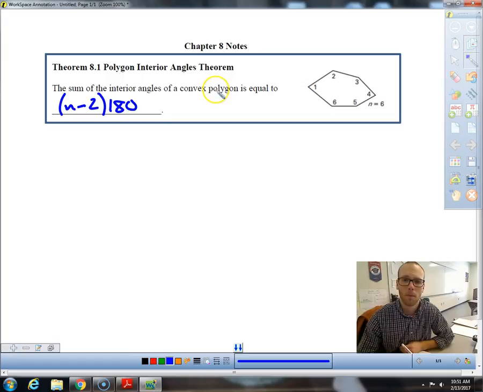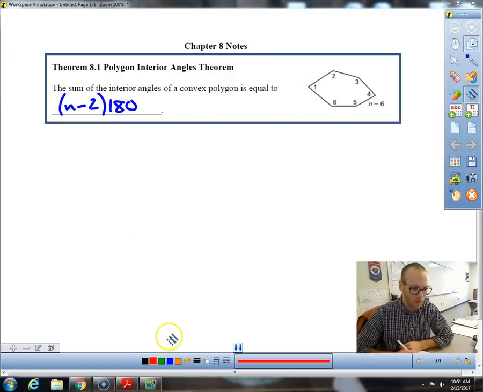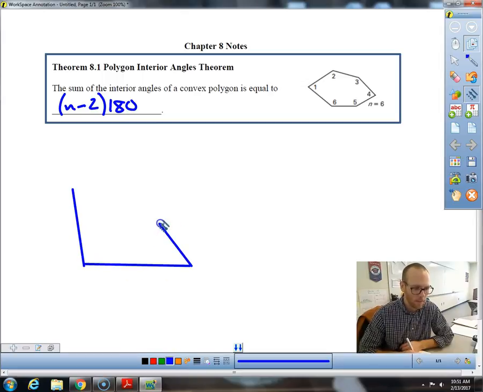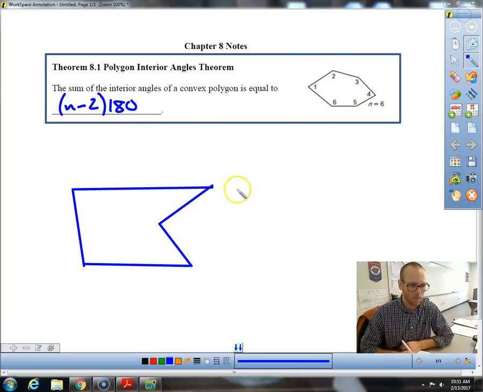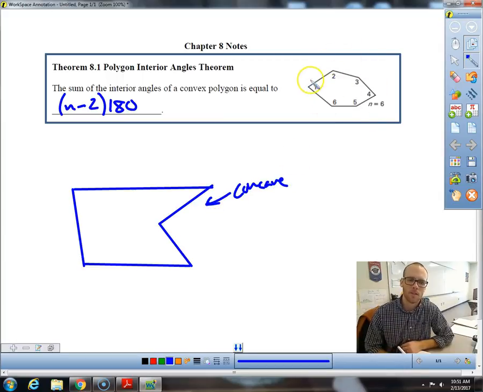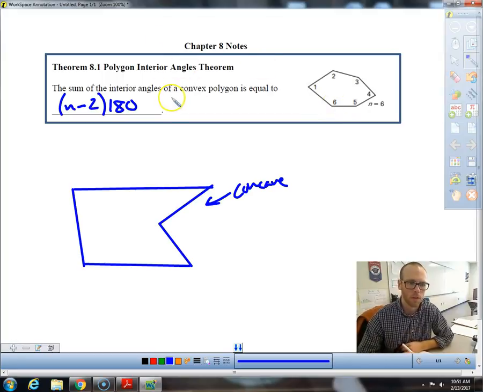What does it mean for a polygon to be convex? Well, it means it's not concave. A concave polygon might look something like this. See how it has this indentation here? That would be concave. Convex doesn't have that. Take a look at this one. It doesn't have any of those inward vertices there. So this works for a convex polygon of any sort, the number of sides minus 2 times 180.